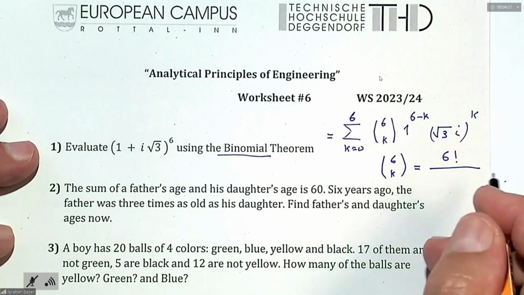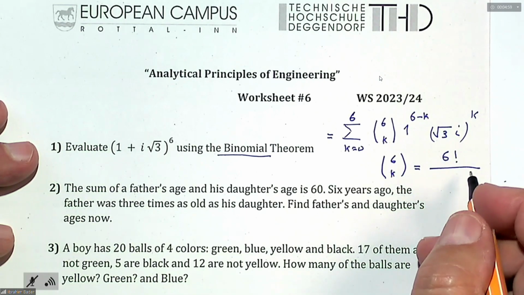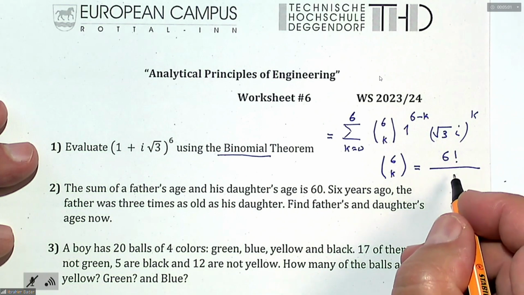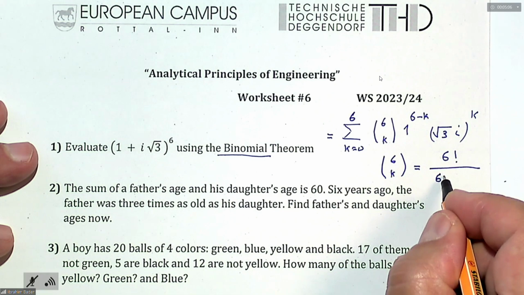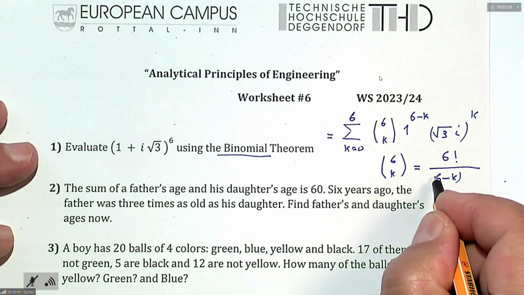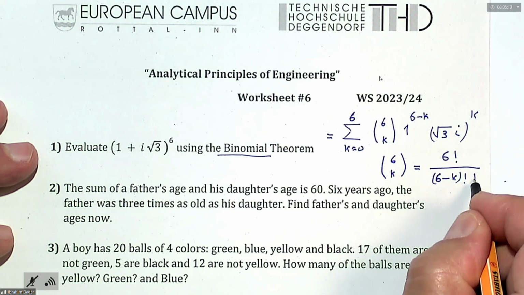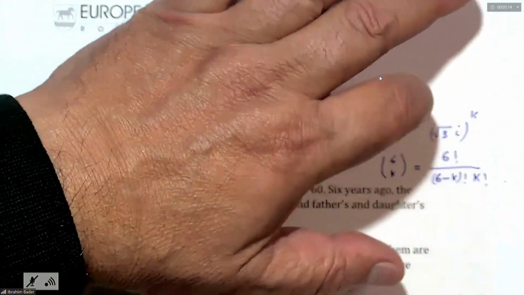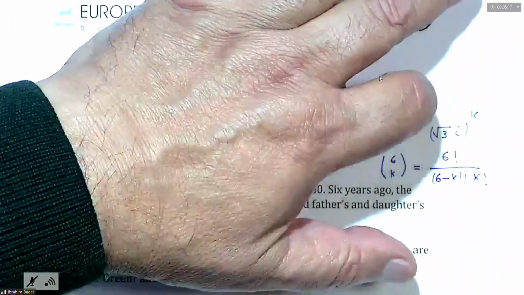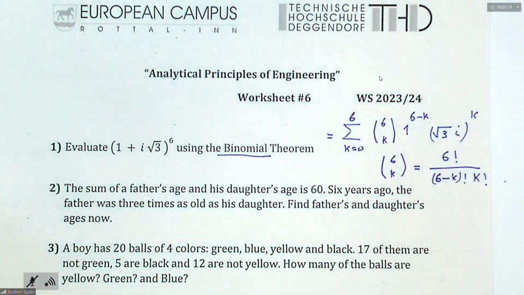Okay, this 6 choose k is defined as the factorial of 6 divided by the factorial of 6 minus k times k factorial. And this is how we evaluate the coefficients. Then we have powers, and always the sum of these two powers, as you see, is going to be 6. So here in all, we will be having how many terms? 7 terms, right?